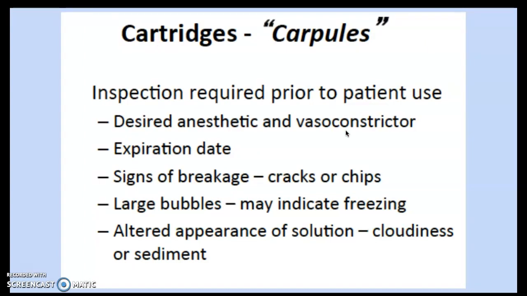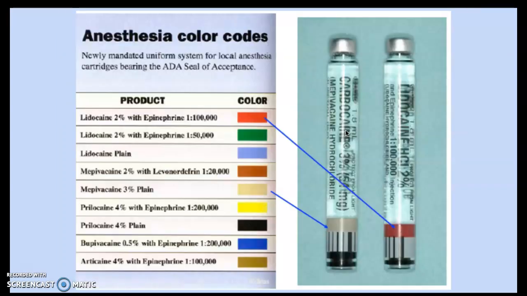You want to make sure that you have the right anesthetic and vasoconstrictor. You have to check the expiration date. You have to make sure there aren't any cracks or chips. Large bubbles may indicate freezing, and you don't want any altered appearance like cloudiness. All the anesthesia cartridges have color codes, so you know what product is actually in it, and it says it right here as well.